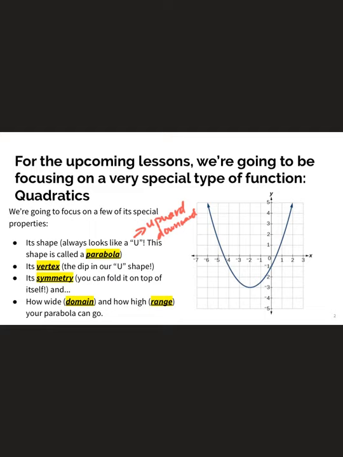Similarly, our parabolas have symmetry. That means we can fold it in half and it'll fold right on top of itself. And we call the line at which we fold our parabola in half the axis of symmetry. And then finally, just like for other functions, we can determine a domain and range. So basically how wide our function goes, our domain, and how high our function goes, our range.